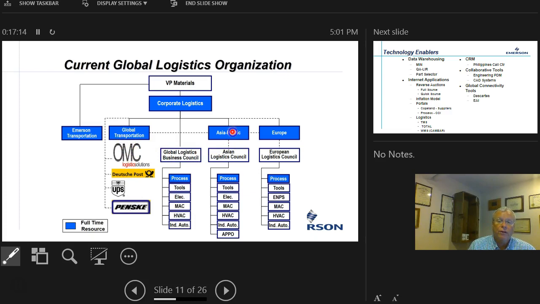I had a gentleman in Asia. I had a gentleman in Europe, and I had a gentleman in the U.S. So what we had is the company at that time was broken into business units, and these are the business units. And so this was what it looked like when I first got there. Well, this was actually to be determined. This was me right there, process.